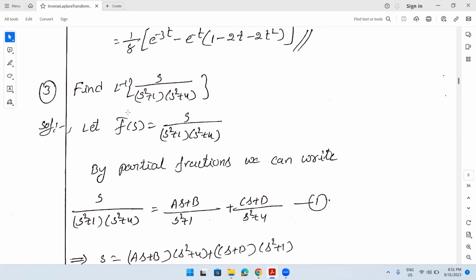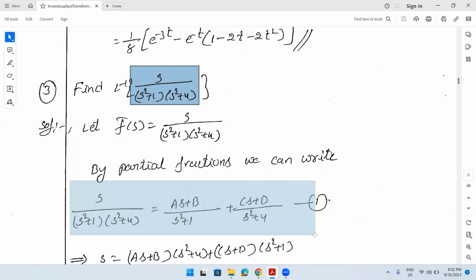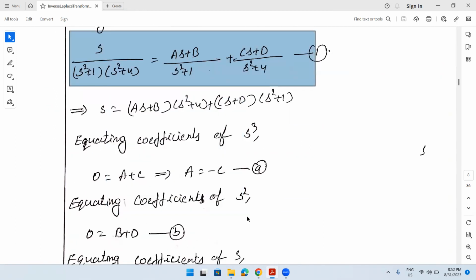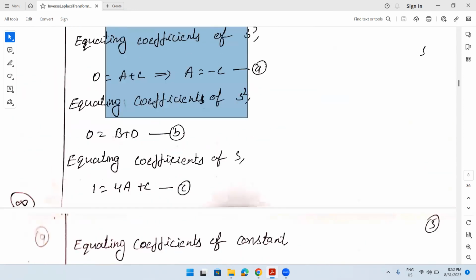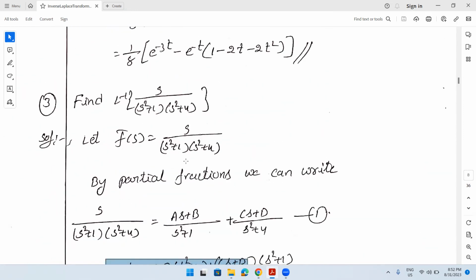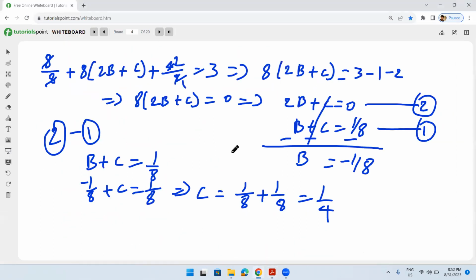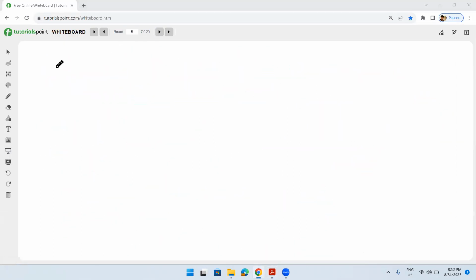Okay, and let us move to the third problem. Here, the third problem is on the third type, that is some function of s by (s square plus a)(s square plus b). In these PDF notes, they have done a lot of bigger things. I will tell you the shortcut now. Using the shortcut, we can do it very easily. In the exam also, we can use the shortcut.